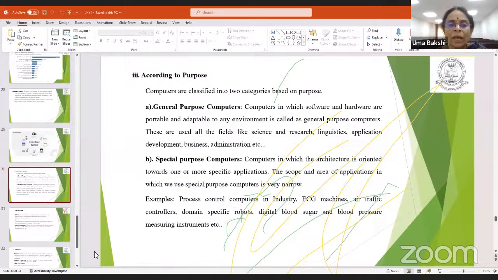Then we have general purpose computers. According to the purpose, we were doing the three parts: functionality, then second one is the size, third one is capability, and fourth one is the purpose.